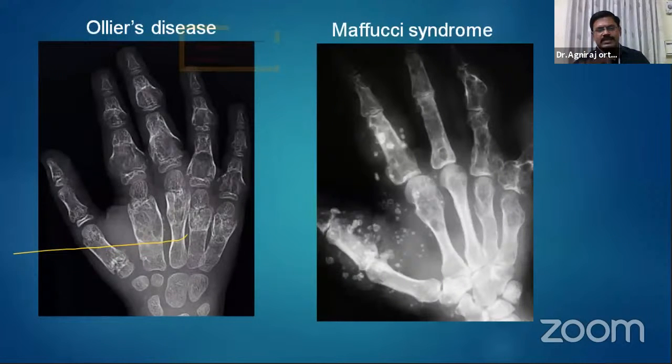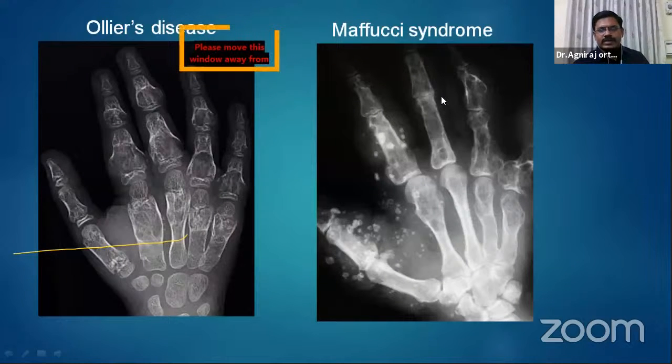This is Ollier's disease. So if you see this, there are multiple enchondromas present over all the metacarpals, all the proximal phalanxes. In Maffucci syndrome, in addition to that, you see some dots. That is the phlebolith. Hemangioma you cannot see. That is the phlebolith.